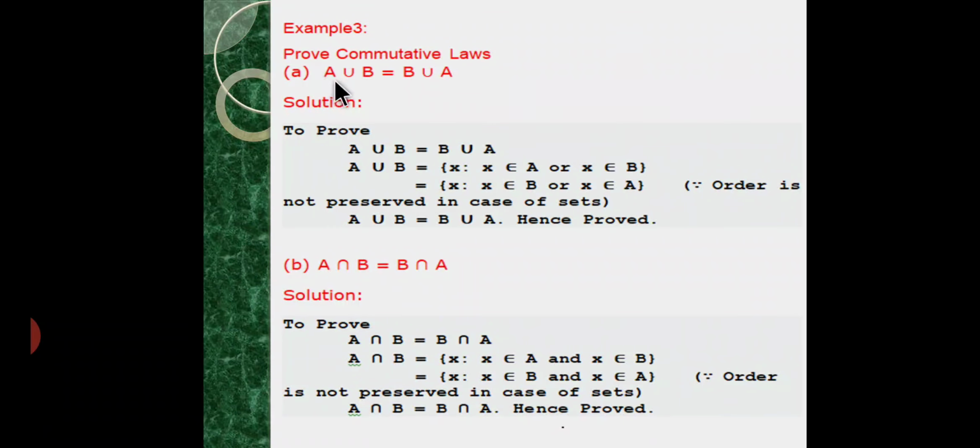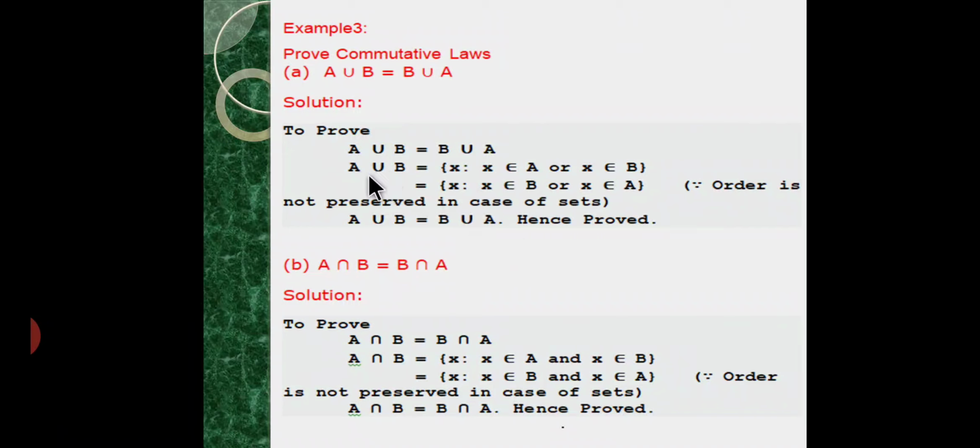Third one, commutative law. A union B is equal to B union A. Let us consider an element x that belongs to A union B. Union means x belongs to A or x belongs to B. So x belongs to B or x belongs to A. The order is not preserved in case of sets, so we replace x belongs to B or x belongs to A. So x belongs to B union A.